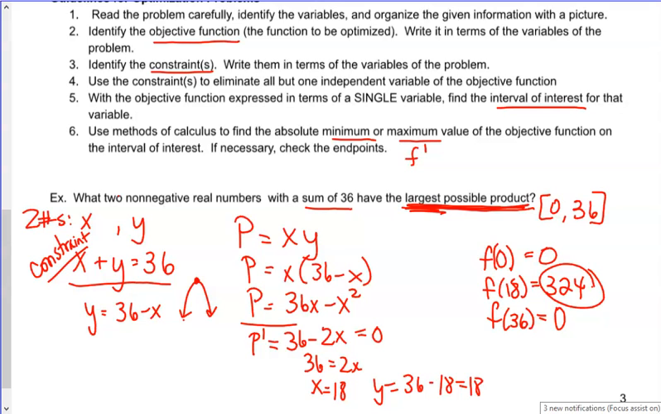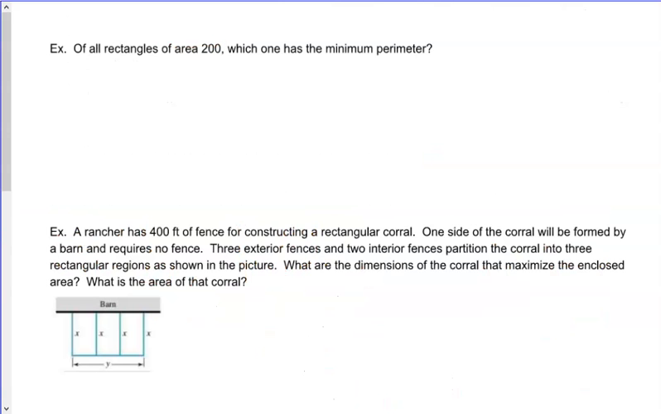Okay, so let's make sure we answer the question. What two non-negative real numbers with a sum of 36 have the highest or the largest possible product? The two numbers are 18 and 18. If I would say what is the actual product, then that answer would be 324. So make sure you go back and figure out what is the question that they are asking. Okay, so that's one of those types of problems. Let's look at this next one.